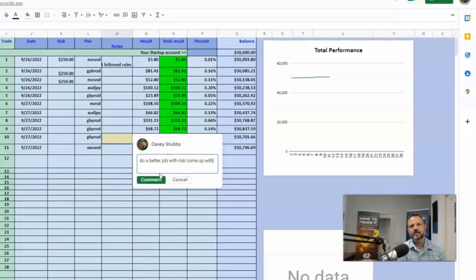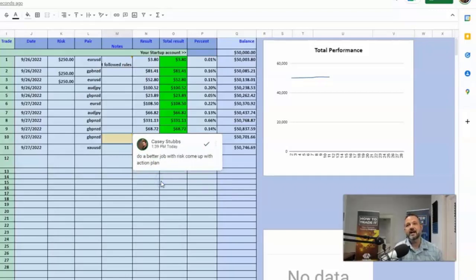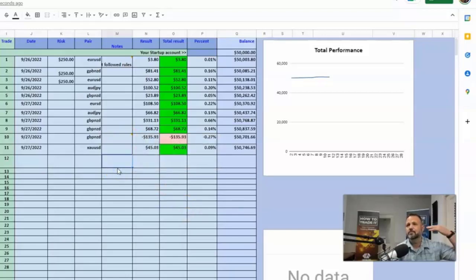Come up with action plan. So I'm going to come up with an action plan tomorrow morning when I do my daily review, when I do my quiet time, when I'm sitting before I get to the charts in front of my notebook. I'm just going to be thinking about how to improve my risk management, what I did wrong on that, and I'm going to mentally prepare myself.